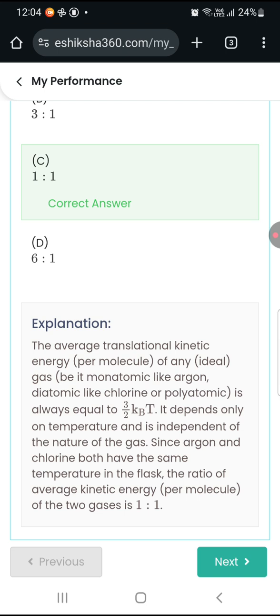Explanation. The average translational kinetic energy per molecule of any ideal gas, be it monatomic like argon, diatomic like chlorine, or polyatomic, is always equal to 3 by 2 kBT. It depends only on temperature and is independent of the nature of the gas. Since argon and chlorine both have the same temperature in the flask, the ratio of average kinetic energy per molecule of the two gases is 1:1.